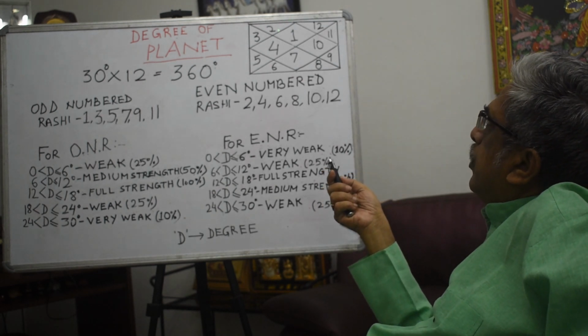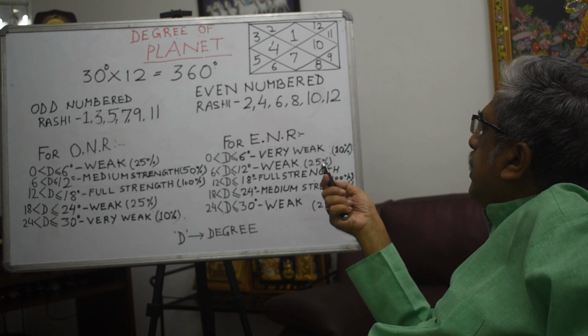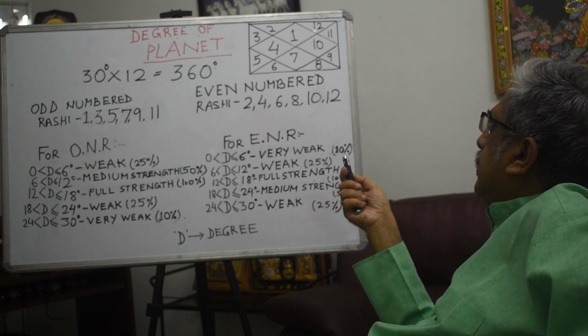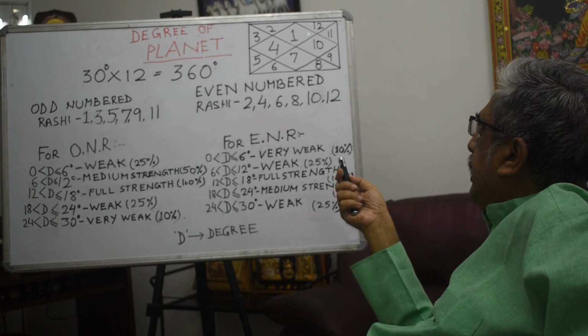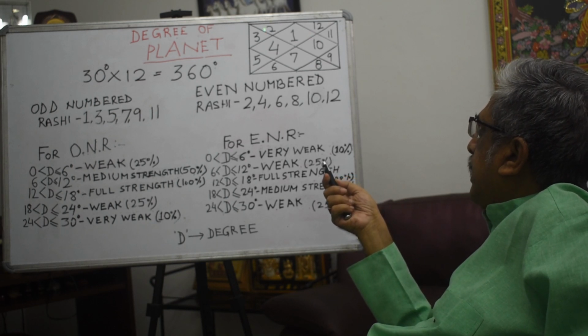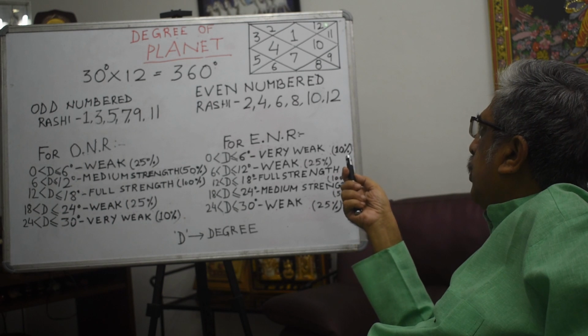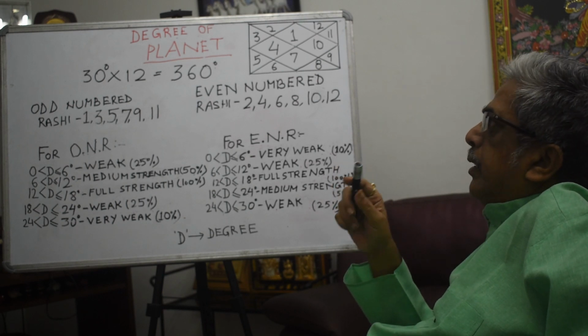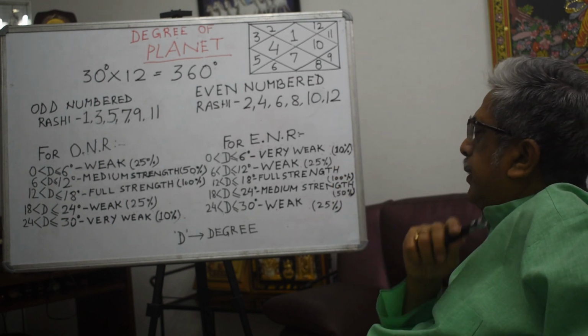So our space, solar space, is a total of 360 degrees. A planet moves from the beginning of the first house, and by the time it comes to the end of the 12th house, it has traveled 360 degrees.